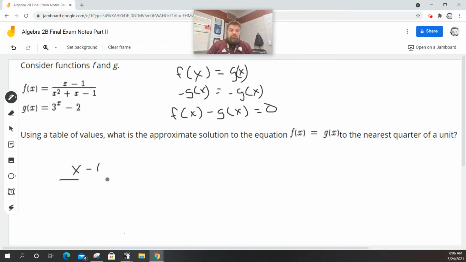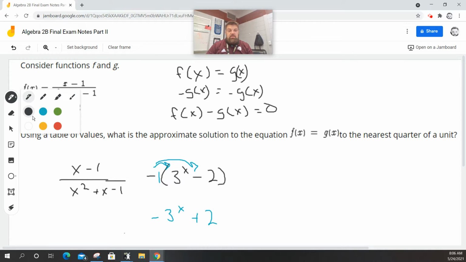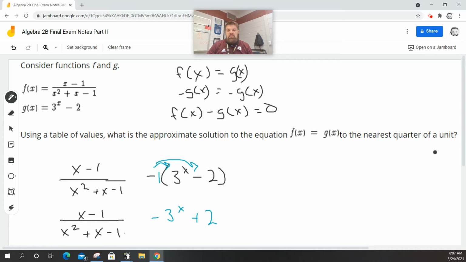We're going to say f of x minus g of x. Now remember, we're going to distribute that negative 1 through the parentheses like this. So this becomes negative 3x plus 2, because negative 1 times negative 2 is positive 2. And all this other stuff remains the same. Now the only thing that's different is they tell us specifically what increment to use. We're not going to do the iteration. We're just going to look for the increment.